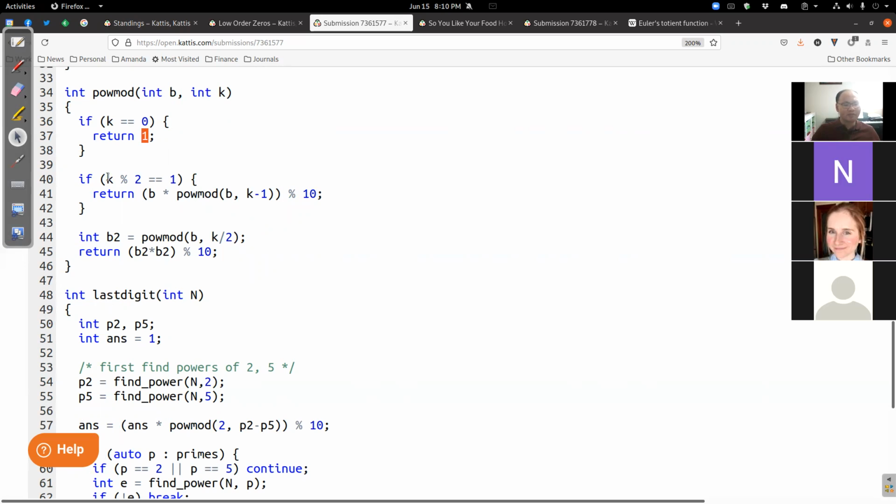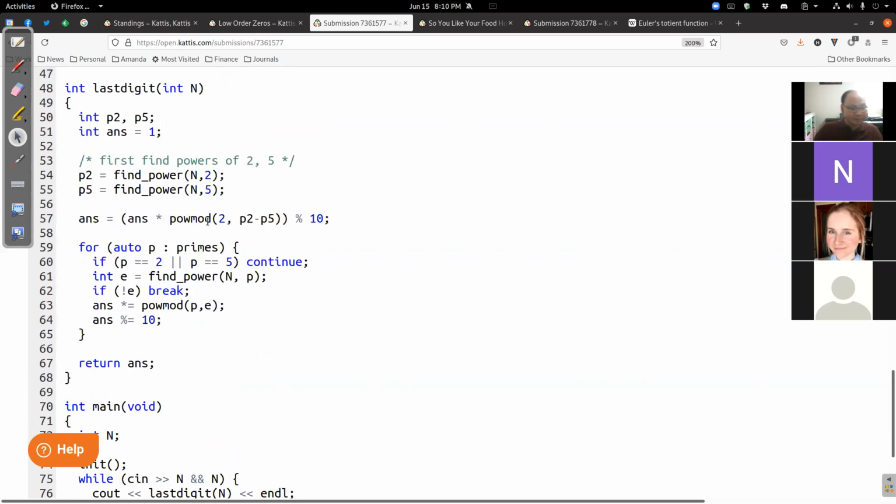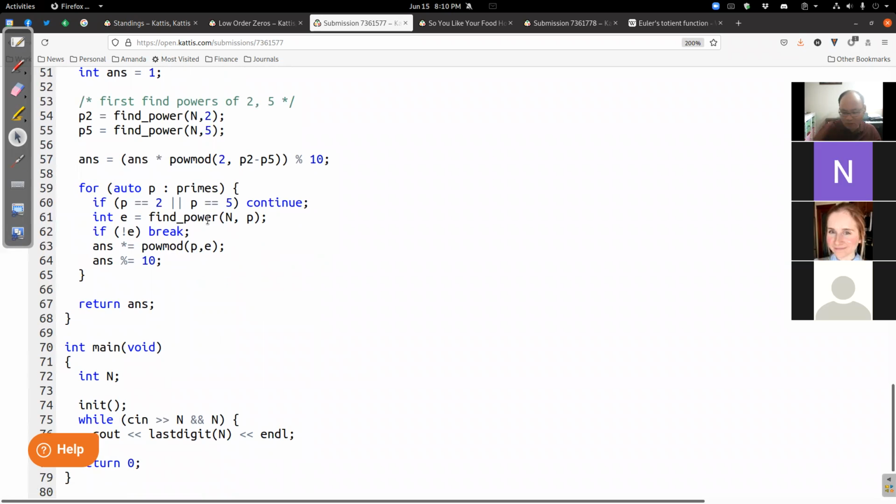If the exponent's odd, then I do the trick where I compute recursively p to the k minus 1, and then times p, remembering to mod 10. And if it's even, then this is the part where I do the divide and conquer. I halve the exponent, I compute p to the k over 2, and then whatever the result is, I square it. So this is how you compute the last non-zero digit of n factorial.